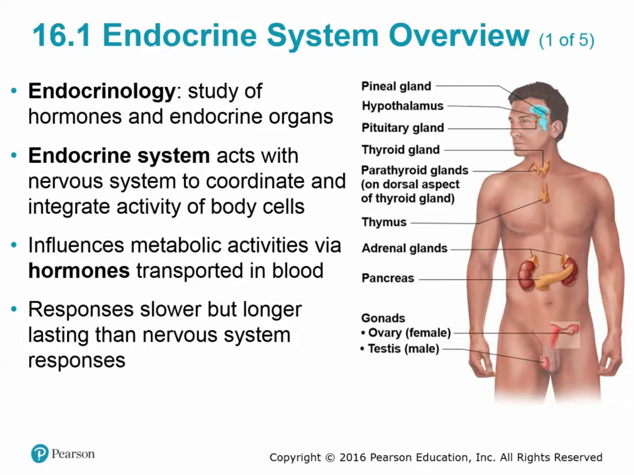So the endocrine system is going to act in coordination with the nervous system to help regulate activity of various body cells. It can influence different metabolic activities using what are called hormones. These hormones are transported in the blood, so they have access to all of the cells and tissues throughout the body. Compared to the nervous system, the response time takes a little bit longer, but it is going to have a much more long-lasting effect than nervous system responses.